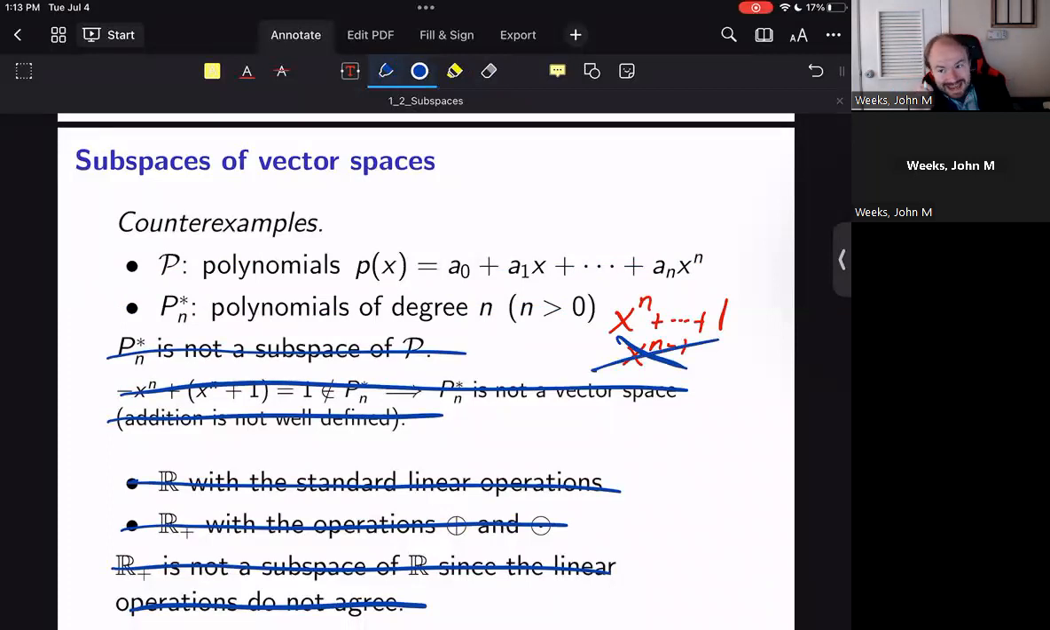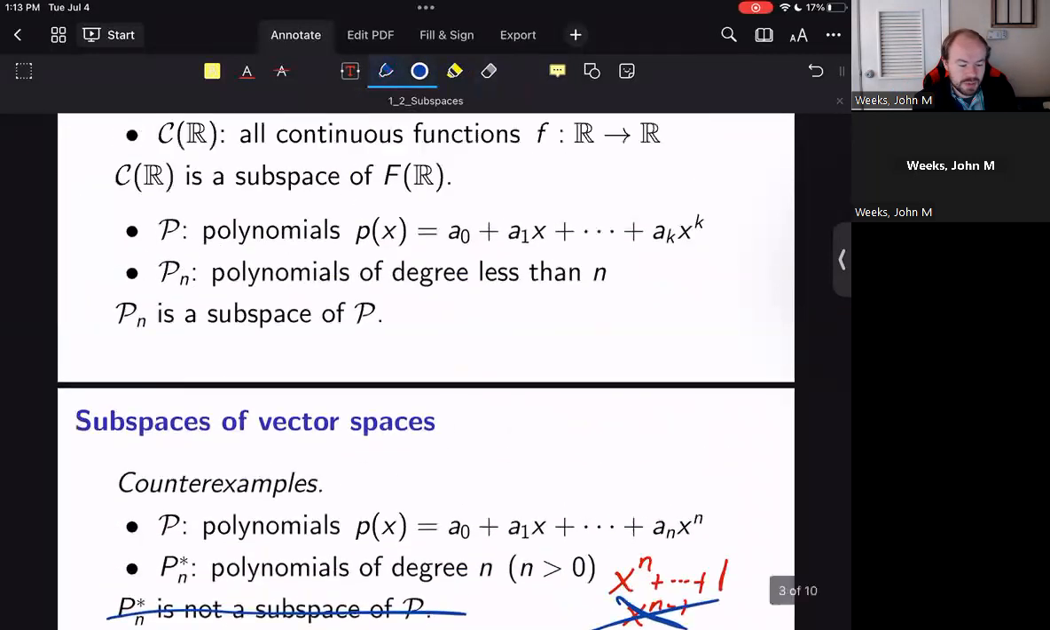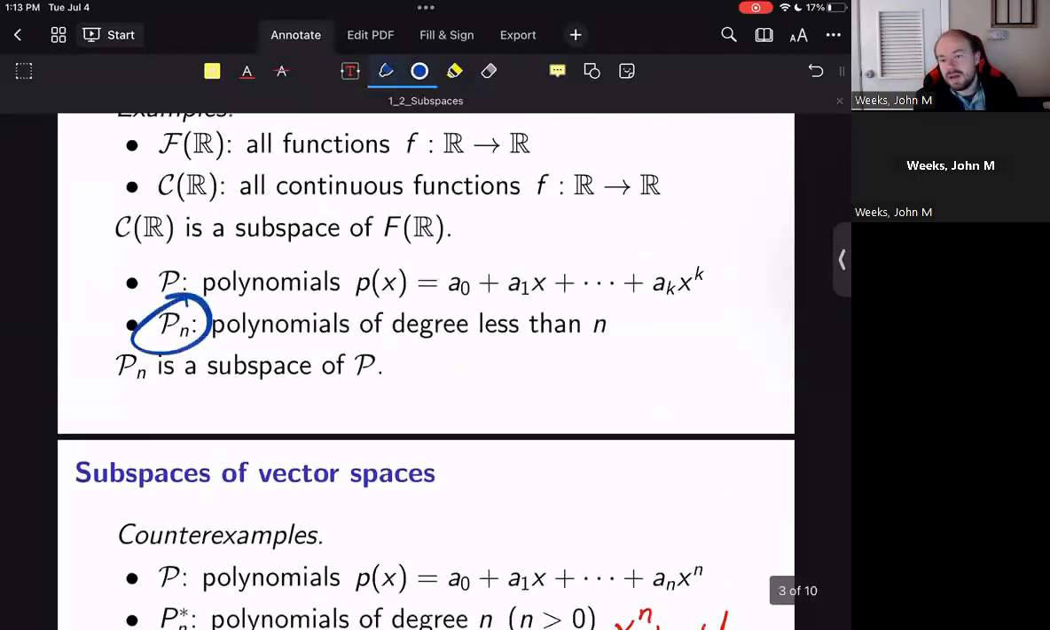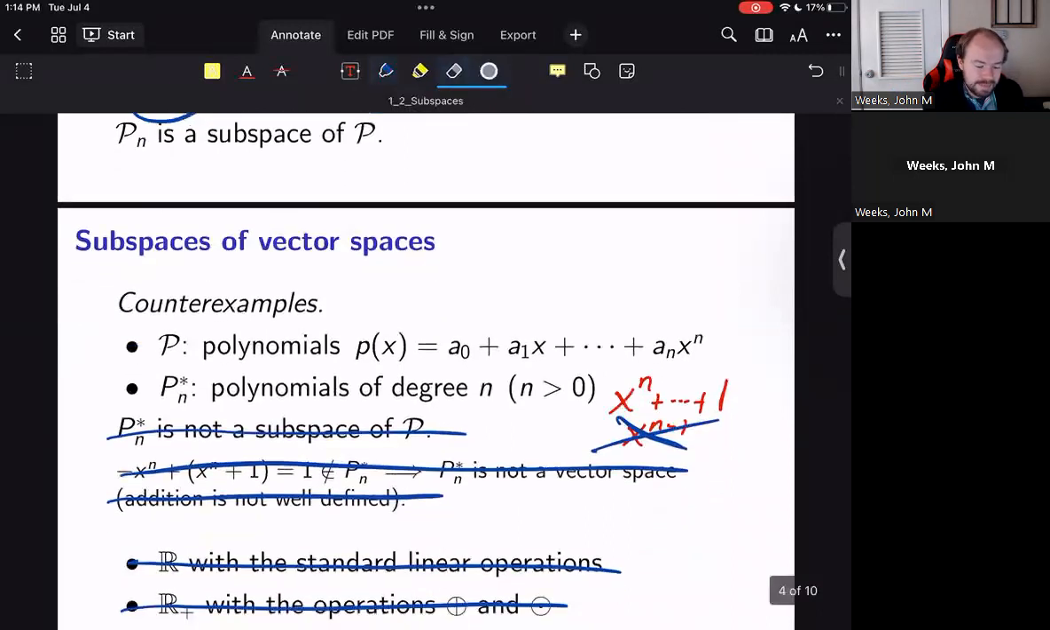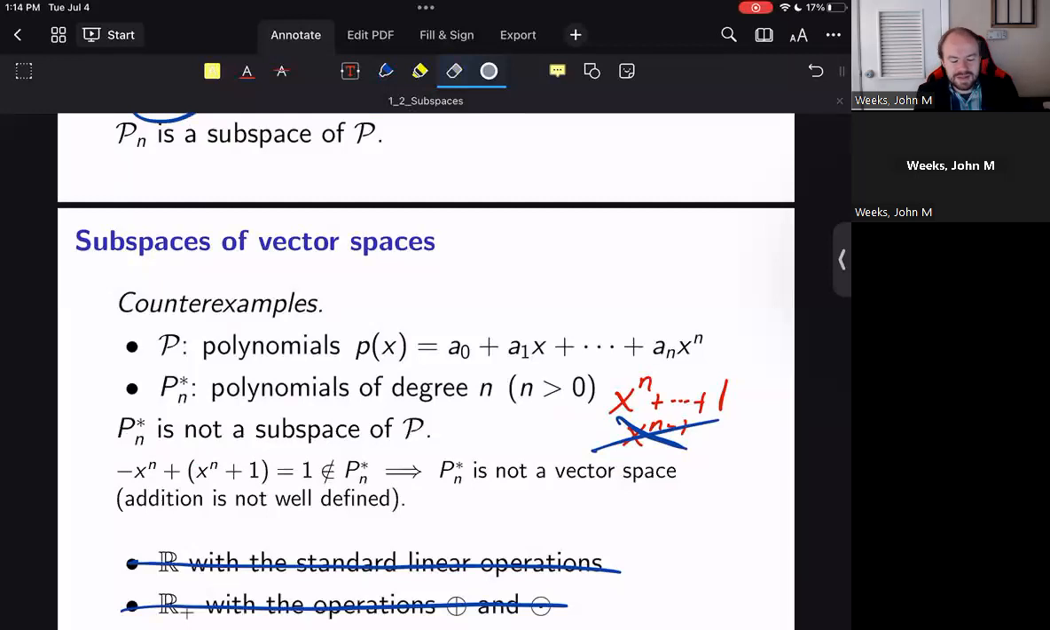Notice, by the way, that that's different than how the set of polynomials was defined here for P_n. That one we can show is actually a vector space. But as we're about to see, this P_n* is not a subspace of P because it turns out that P_n* is not closed under the operation of addition. Addition, remember, we said that is not well defined. And that's because we can take two things of degree n, add them together, and get something that is not of degree n. Here, we've given the example of negative x^n.